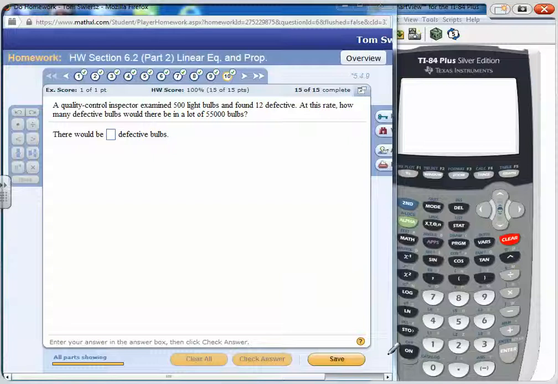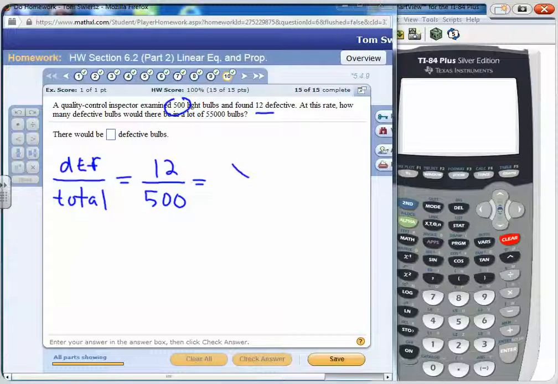Okay, now again, you can set up a proportion to solve this because you have so many defective per total. So again, we can have defective in the numerator and the total sample in the denominator. One set of data is there were 12 defective from a total of 500. How many defective? We don't know, so we'll let that be X. In a lot of 55,000, so that's our total, 55,000. Okay, so there's our proportion set up.